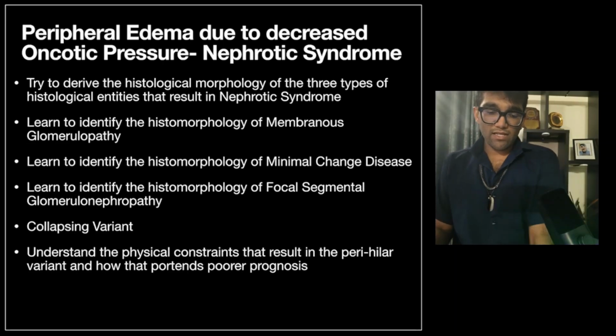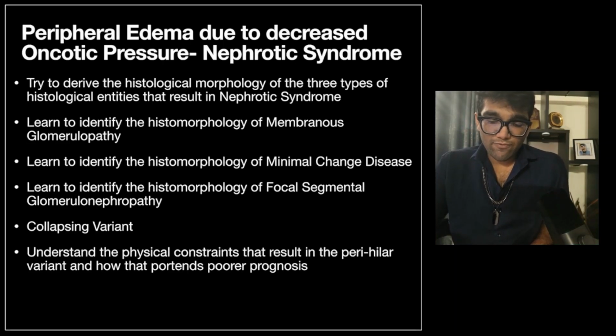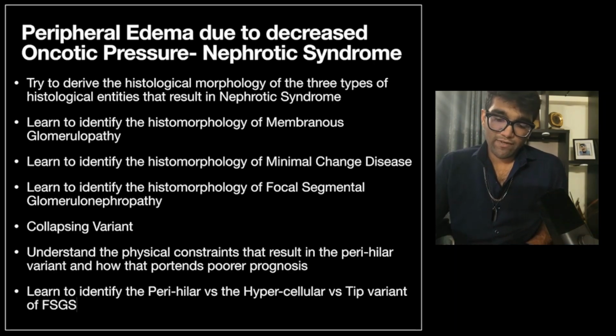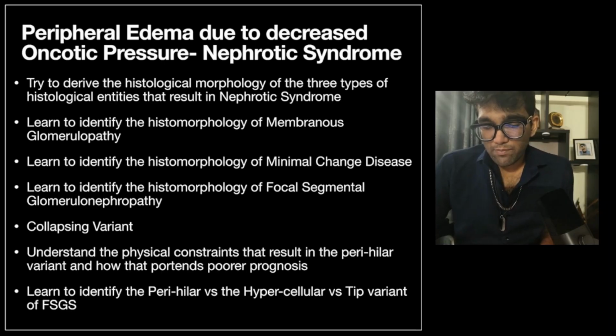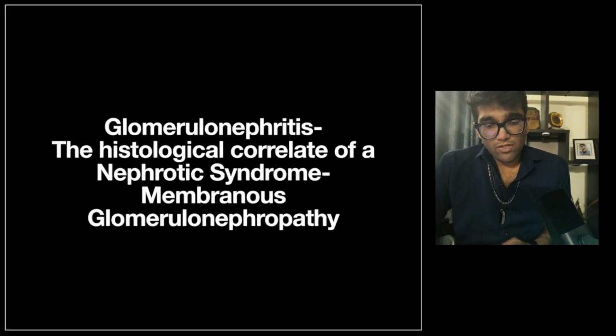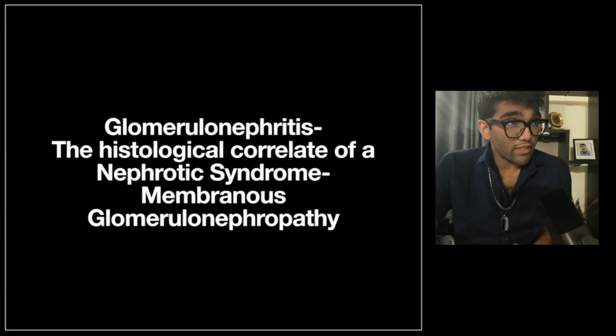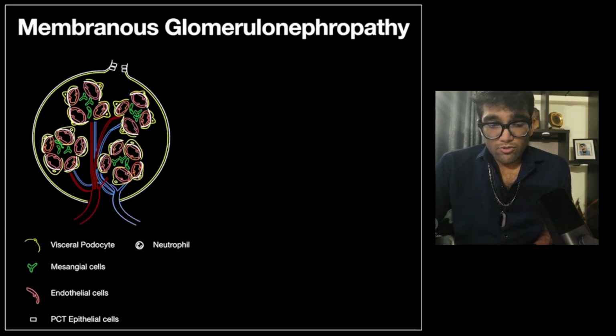We'll also try to understand the physical constraints that result in the perihilar variant of FSGS, and how that results in a clinically poorer prognosis. And we'll learn to identify the perihilar versus the hypercellular versus the tip variants of FSGS. So starting off with the histological correlates of nephrotic syndrome, that is membranous glomerulopathy. Again, that is the schematic that I just showed you.